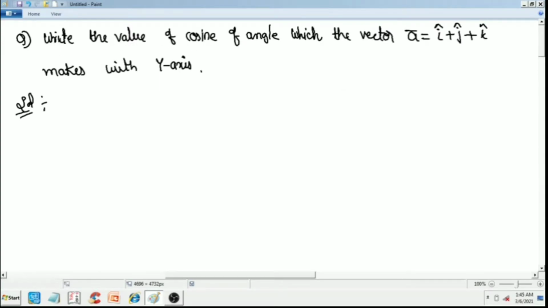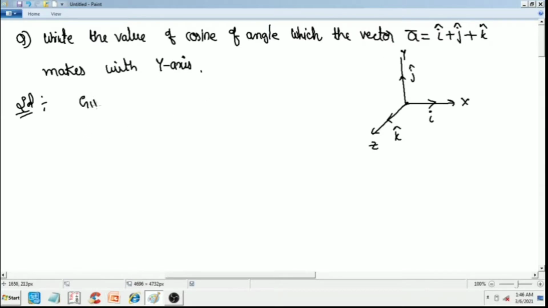Here we have a question. Write the value of cosine of the angle which the vector makes with respect to the y-axis. So let me explain first. This is the x-axis, y-axis, and this is the z-axis. i is along the x-axis, j along the y-axis, k along the z-axis. So he is asking for the cosine of the angle, which means we need to find the unit vector of this.